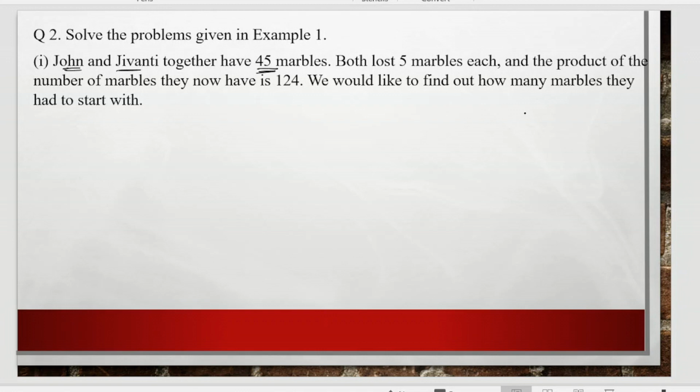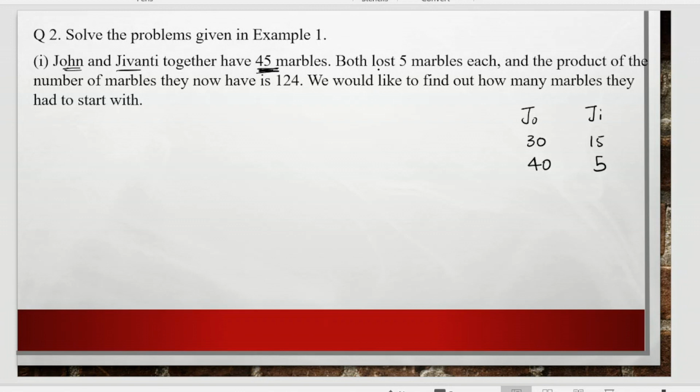Let us take, if John has 30 marbles, then what will Jivanti have? Jivanti will have 15 marbles, right? Because John and Jivanti together have 45 marbles. In the same way, if John has 40 marbles, Jivanti will have 5 marbles because together they have 45 marbles. Clear?